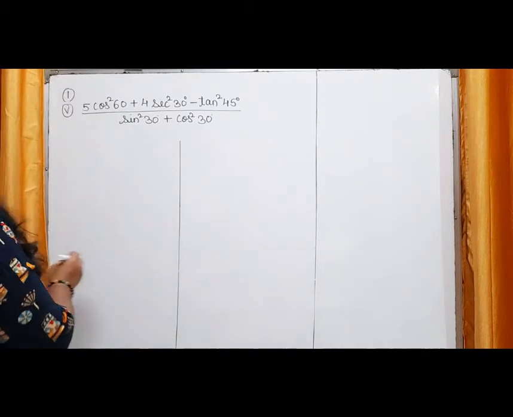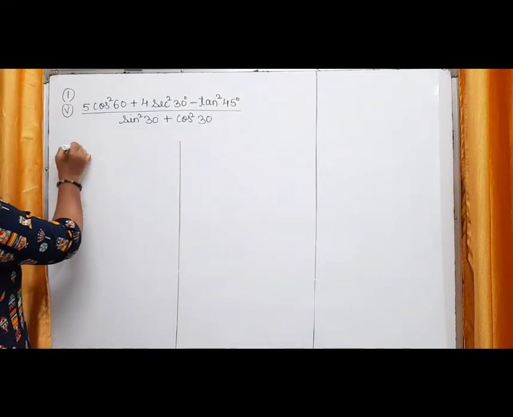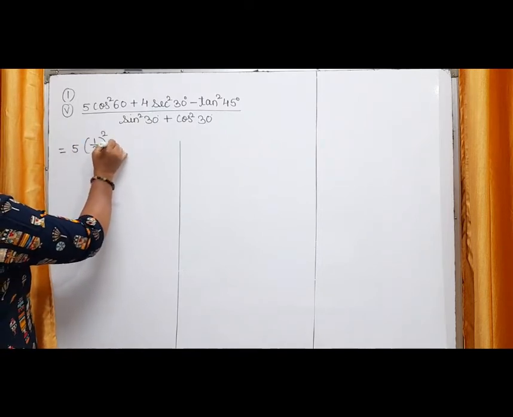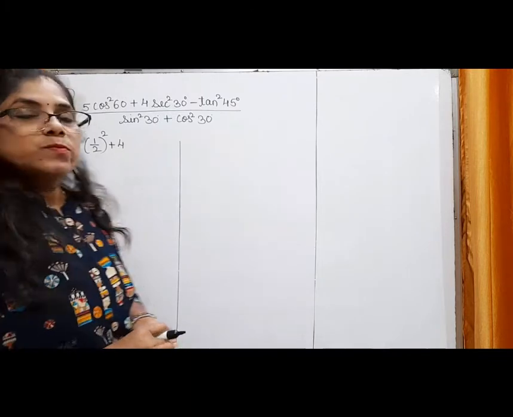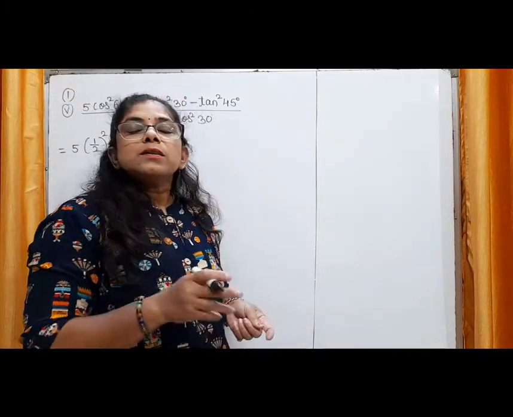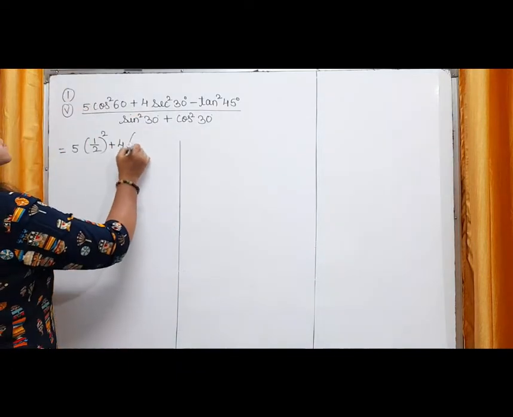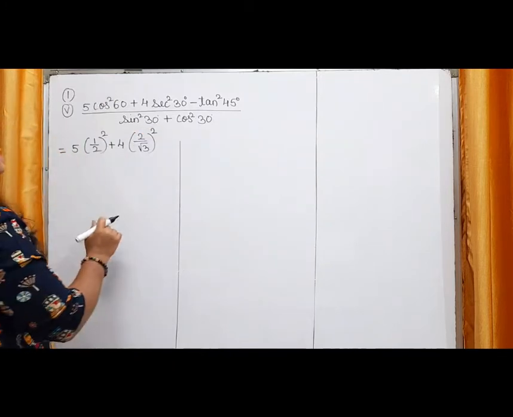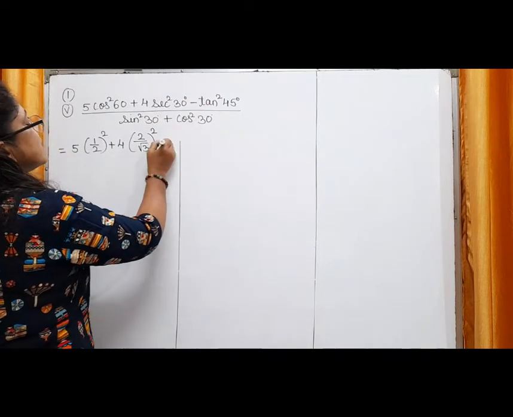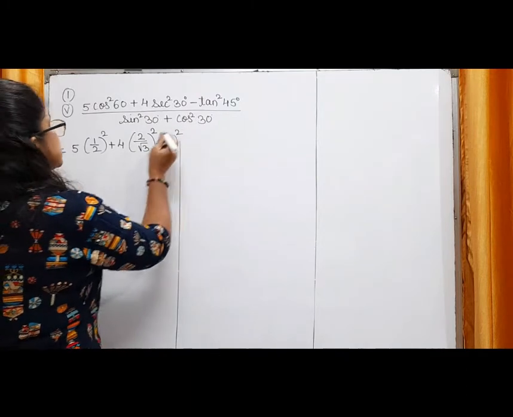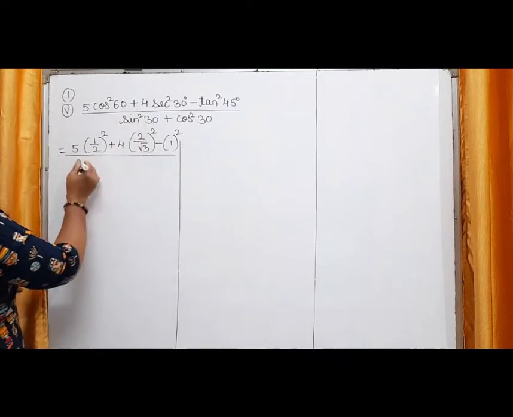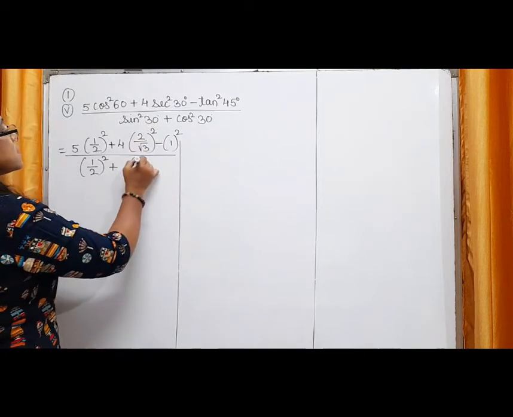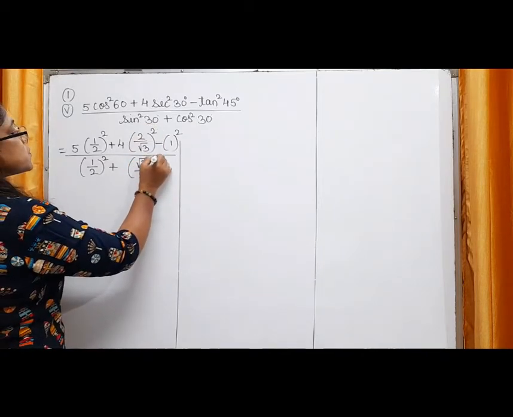Fifth sum: 5 cos square 60. Cos 60 is 1 upon 2, squared, plus 4 sec 30. Sec is the reciprocal of cos. Cos 30 is root 3 upon 2, so sec 30 is 2 upon root 3, whole square, minus tan square 45. Tan 45 is 1, 1 square, upon sin square 30. Sin 30 is 1 upon 2, and cos 30 is root 3 upon 2, squared.